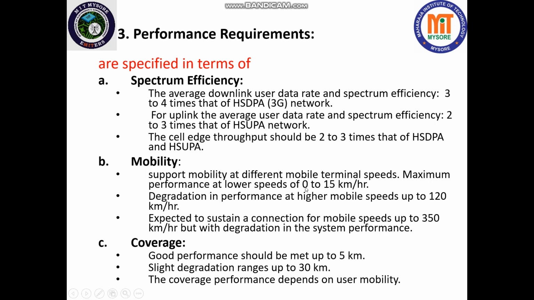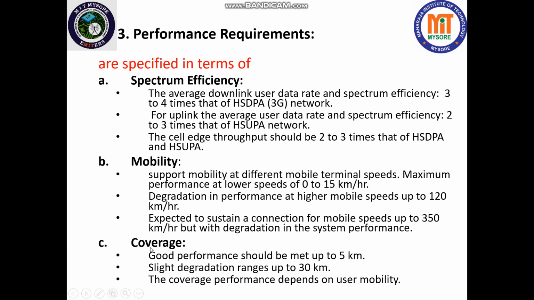So it supports the mobility of different mobile terminal speeds, with maximum performance at lower speeds of 0 to 15 km per hour, okay. If you are traveling with very low velocity, then performance will be better. Degradation in performance at higher mobile speeds up to 120 km per hour, correct. When you go with a higher speed, degradation in the performance occurs. And it is expected to sustain a connection for mobile speeds up to 350 km per hour, but with degradation in the system performance.